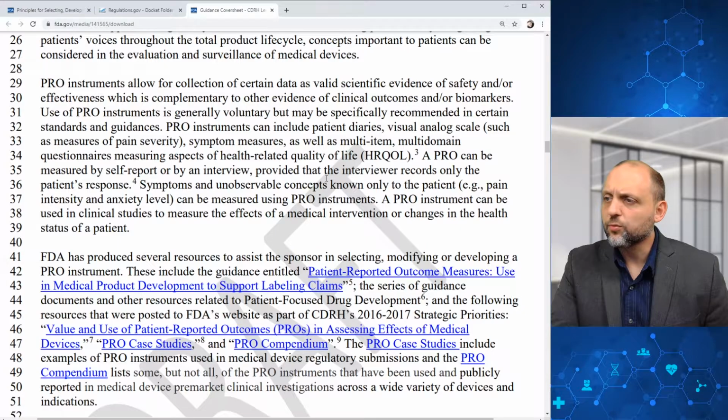FDA has produced several resources to assist the sponsor in selecting, modifying, or developing a PRO instrument. These include the guidance entitled Patient-Reported Outcome Measures: Use in Medical Product Development to Support Labeling Claims, the series of guidance documents and other resources related to patient-focused drug development, and the following resources that were posted to FDA's website as part of CDRH's 2016 to 2017 strategic priorities. Here are a number of resources that FDA has provided. And for the last decade or so, FDA has been doing a lot of work in this area, putting out white papers and really pushing for advancement in patient preference and patient-reported outcomes.